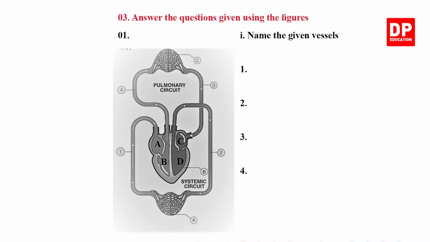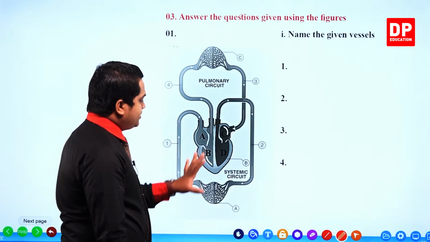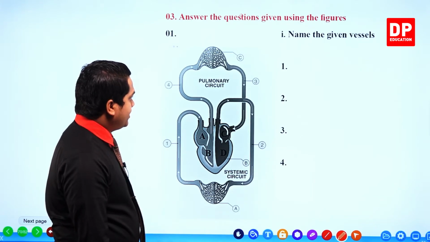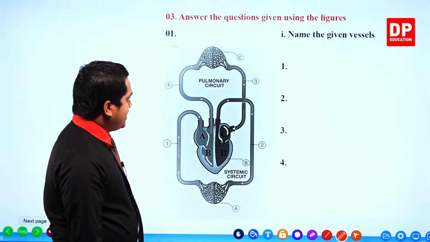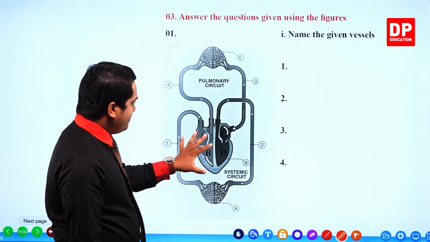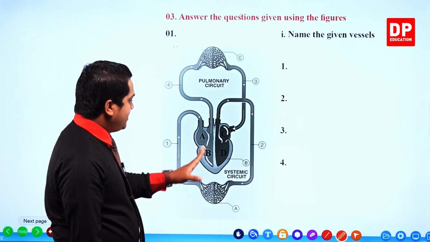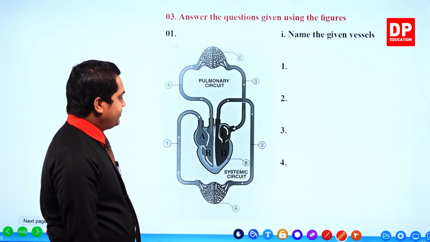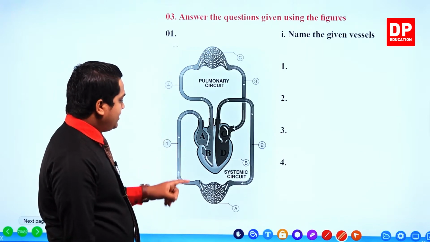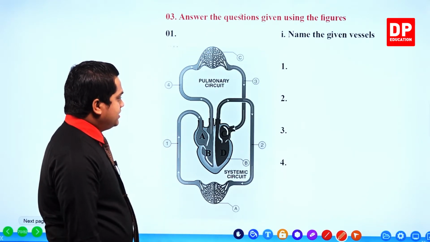So in the next question, you need to answer the questions using the figures. So there is a diagram given in here. You can see the diagram very clearly. So within this diagram, my dear children, you can see that there are vessels named as 1, 2, 3, 4, and there are chambers in the diagram which are named as A, B, C and D. Right. So first of all, name the given vessels 1, 2, 3 and 4. Number 1, 2, 3, 4, we have to name the vessels.